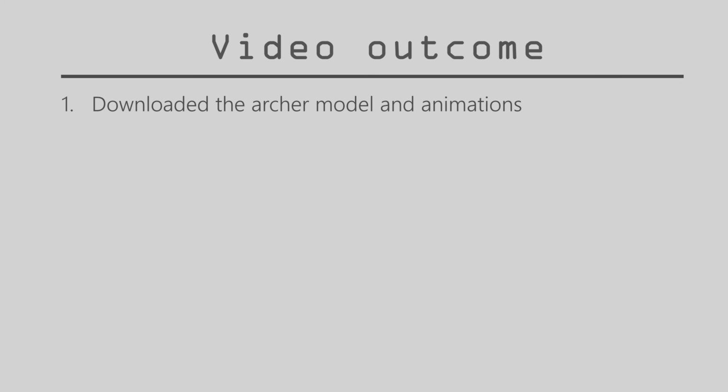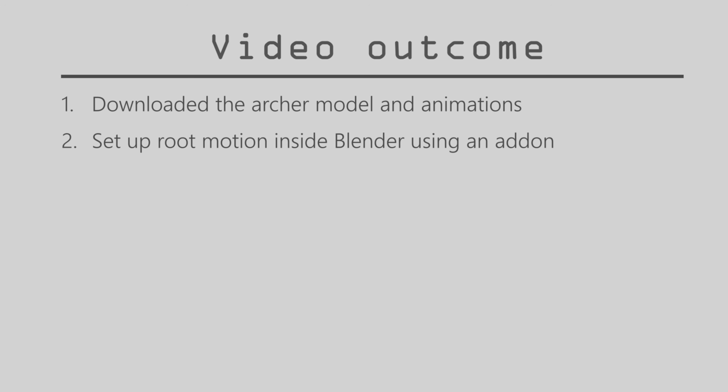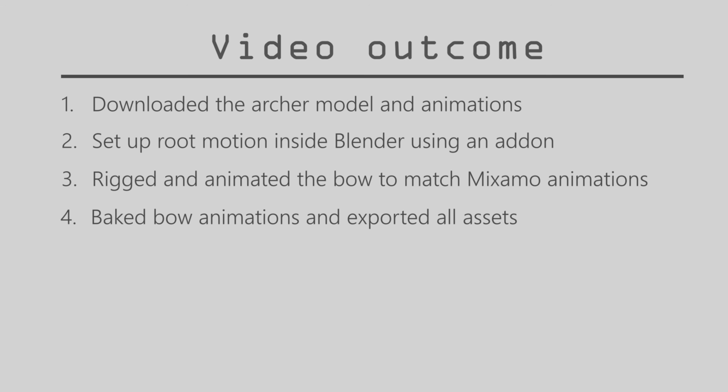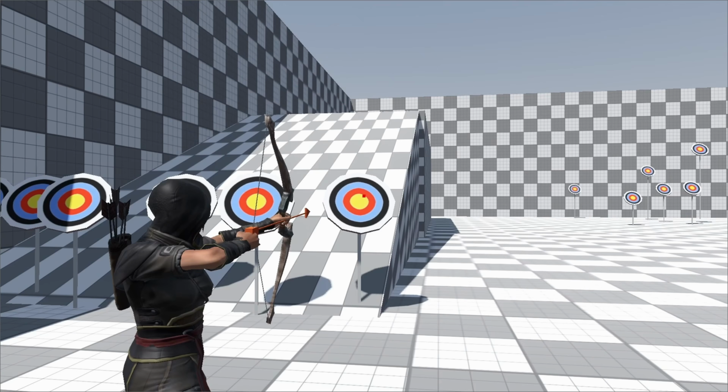So first we downloaded the Archer character model and its animations. Then we set up root motion inside Blender using an add-on. So then we rigged and animated our bow to match our Mixamo animations of the player. Then we baked the animations and exported all our assets.